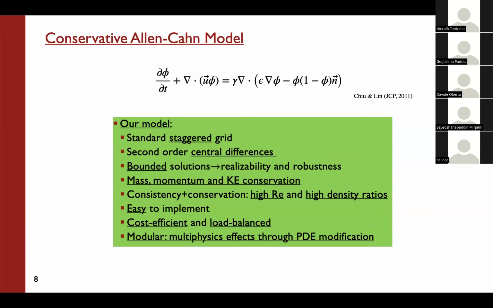And the model that we created has such nice properties. It's on a standard staggered grid, second order central differences. You are guaranteed to have bounded solutions. You have discrete conservation of mass, momentum, and kinetic energy, which is basically a secondary conservation you get. And it's consistent and conservative, meaning that you can do high Reynolds numbers and high density ratios. And we claim that it's easy to implement.